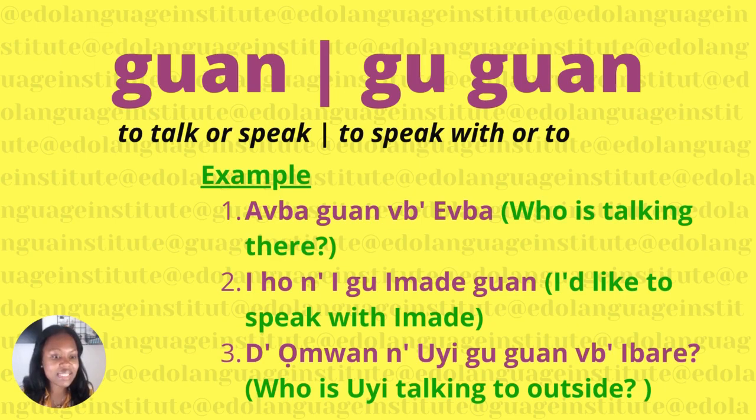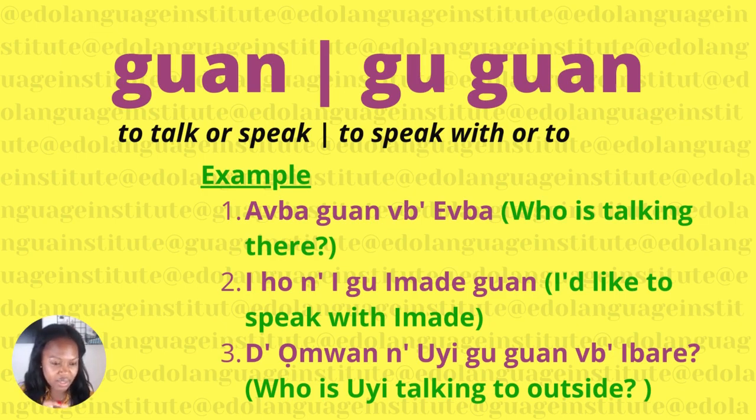And now the second sentence is iho ni gu imade gwa, and then you have to pronounce guimade gwa, because u does not contract, so you have to do a diphthong. So you are gliding from the u vowel to the e vowel. So iho ni guimade gwa, I like to speak with Imade or talk to Imade.